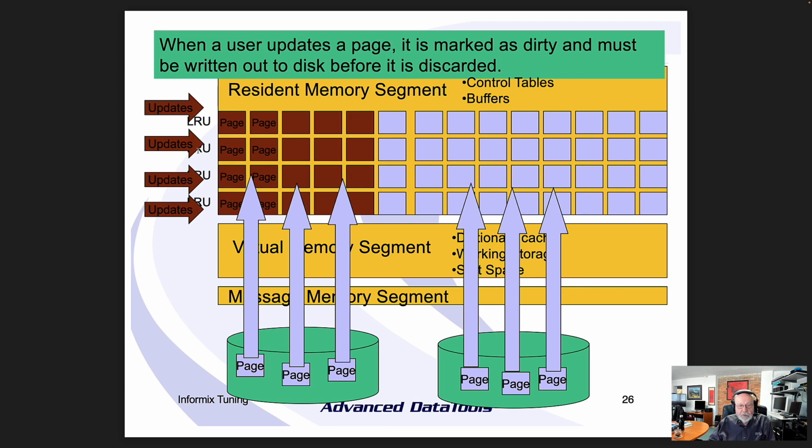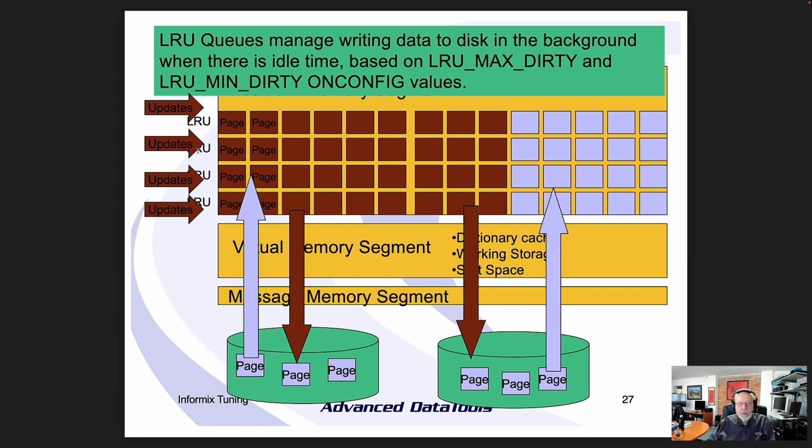Now, when you have updates, this gets even more interesting, because now it can't just throw that page away. It has to write it out to disk. And there's something called the LRU queues that manage writing data out to disk in the background. I like to call them background writes. They are not intensive. They sort of do it when things are free. So they may not be fast enough, but I'm going to come to that. Based on the LRU min and max data, they will write things out to disk.